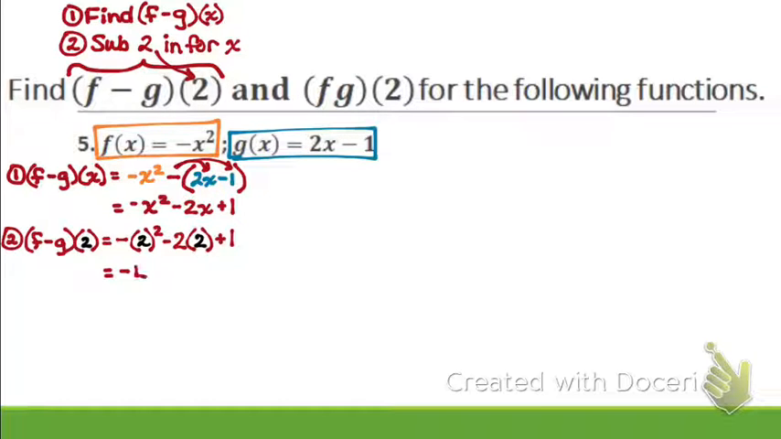So I have negative 4 minus 4 plus 1. How will that simplify? Negative 7.